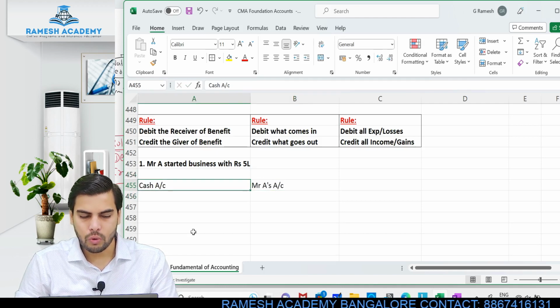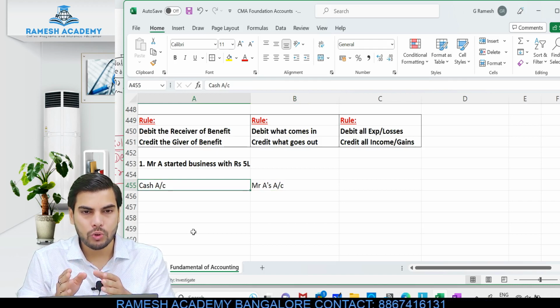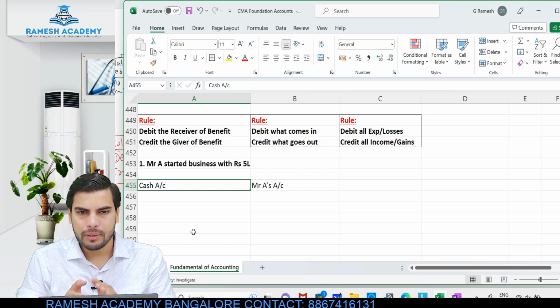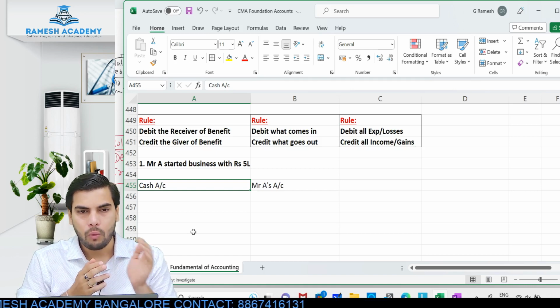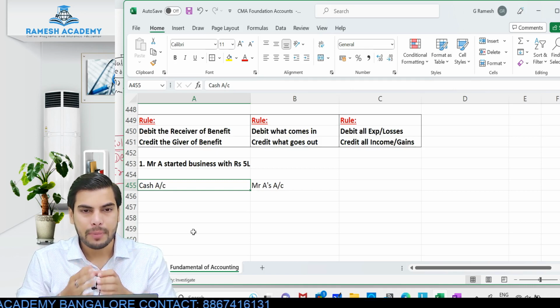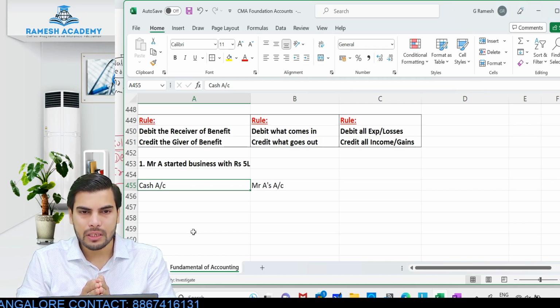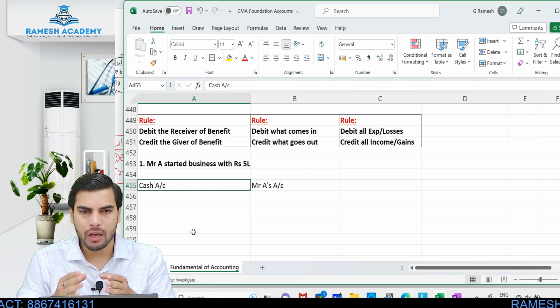Okay, so these are the two accounts which will get affected, cash account and Mr. A's account. First thing is, whenever a transaction takes place, you should be able to classify which accounts are getting affected because of this transaction. In this case, the two accounts getting affected are one, cash account, and another, Mr. A's account. Now you need to classify whether these accounts are personal, real or nominal.